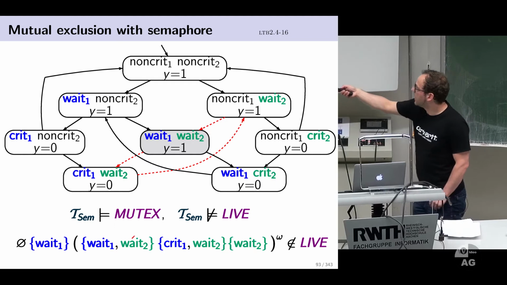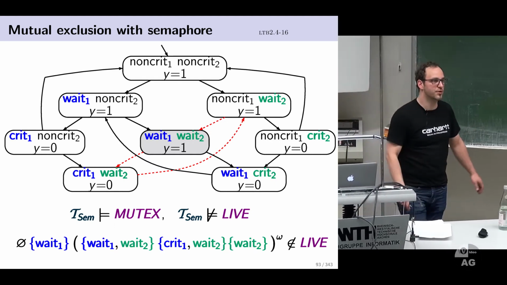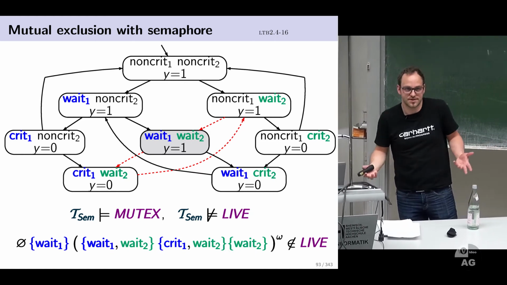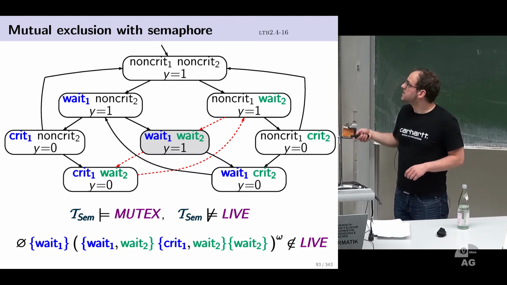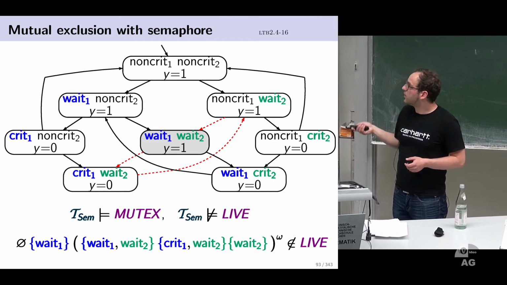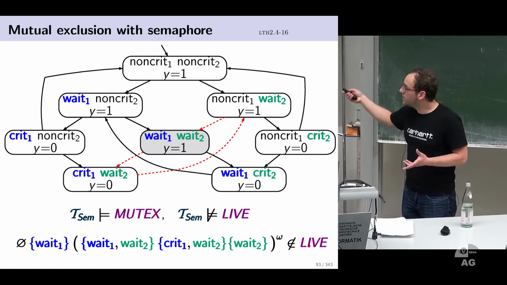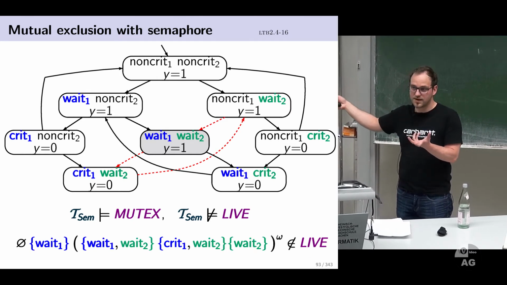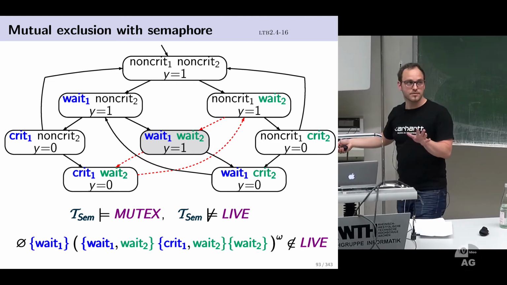Well, why? Because we have wait 2 infinitely often, but at no point do we have crit 2, right? So if you follow process 2, it never enters the critical section. So in summary, this transition system does not satisfy the liveness property because there are traces in this transition system that are not contained in the set of infinite words that makes up the linear time property. Okay? Good.